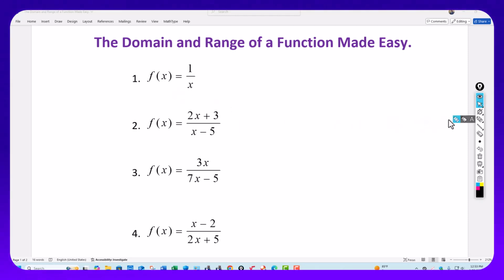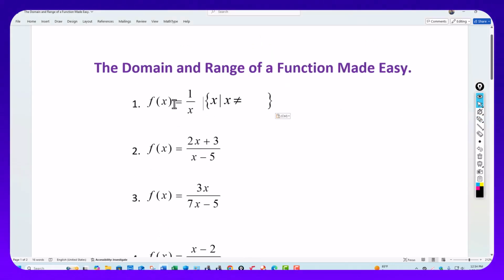So let's look at the first one. Very basic, f of x is equal to 1 over x. Pretty much the simplest rational function you can have. For the domain, all we do is look at the denominator. We cannot have division by 0. So we have to restrict all numbers that make the denominator 0. In this case, it's 0. So the domain in this case is the set of all x such that x cannot be 0. So I can write it in set builder notation like that.